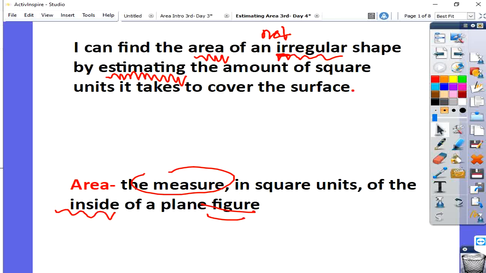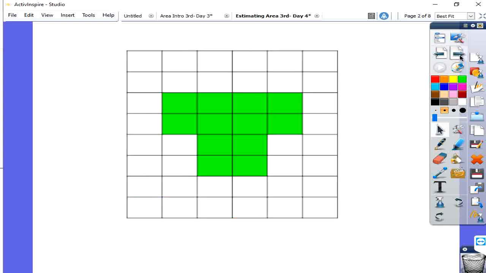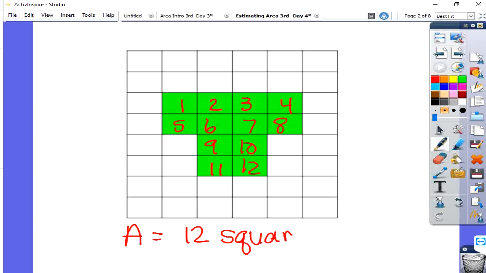So let's look at our first shape. And this first shape is just a review from yesterday. What we did yesterday was we counted the number of exact squares it took to cover that shape. So let's count those exact squares. 1, 2, 3, 4, 5, 6, 7, 8, 9, 10, 11, 12. It takes exactly 12 squares to cover that shape. So the area of this shape is 12 square units. Remember, that's just a review from yesterday and what we did.